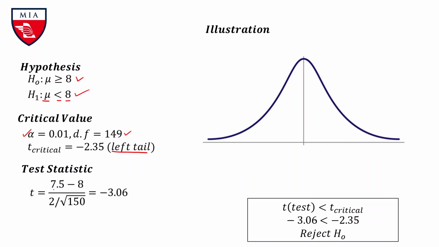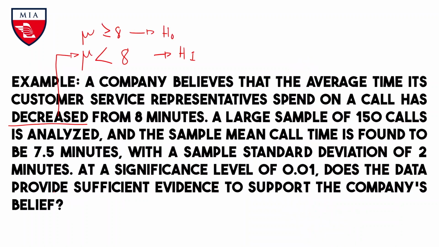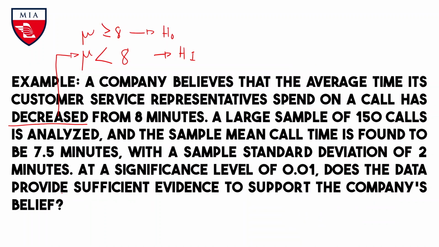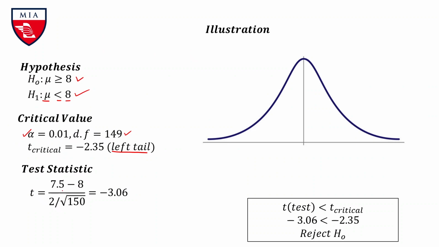For the test statistic, we need to solve this by using the formula: sample mean minus population mean all over, what's our 2? Standard deviation over square root of n. So we have 7.5 minus 8 all over 2 over square root of 150. Therefore, we have the value of the test statistic equal to negative 3.06. So we have a left tail. Therefore, we are dealing with negative values.